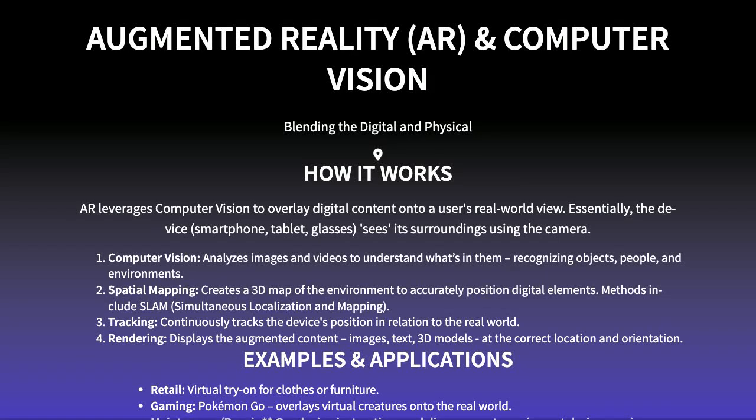Let's talk about how AR and computer vision work together to create these amazing experiences. Basically, your device uses its camera to see the world around it, just like we do. Then computer vision algorithms analyze what they see, identifying objects, recognizing faces, and understanding where things are located. It then creates a 3D map of that space, allowing digital elements like virtual furniture or instructions to be placed precisely in the user's view. Think about trying on clothes virtually without actually going into a store, or playing Pokémon Go by seeing Pokémon appear in your own backyard. These technologies are transforming industries and creating completely new ways to interact with our surroundings.